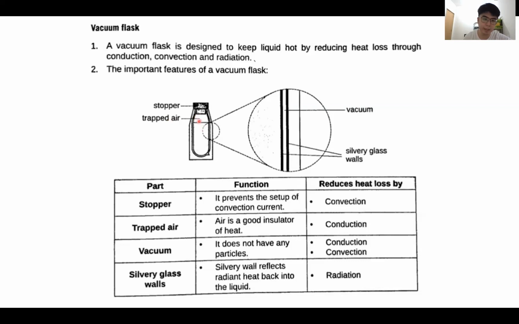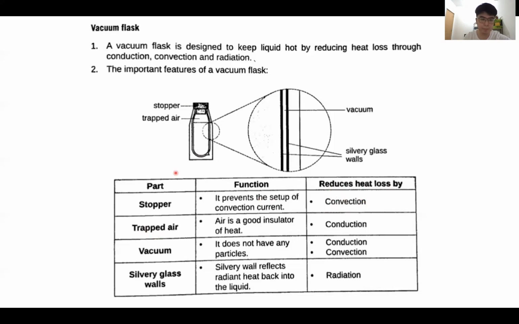The air inside here, plus the volume is also very small. So it's very hard for convection current to set up, because the volume of air is very small here, and they almost have the same density, same temperature. So it's very hard for the convection current to set up if you have the stopper on. So this is to reduce the heat loss by convection. Okay, that's the first one.